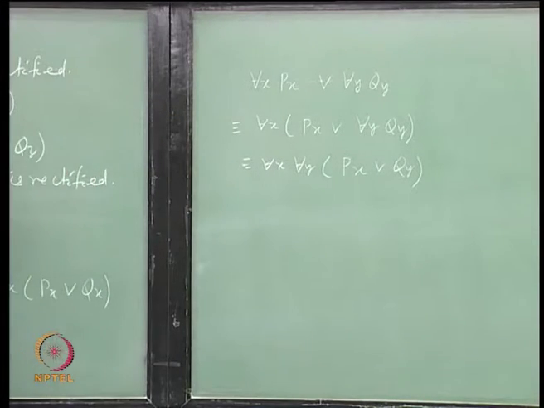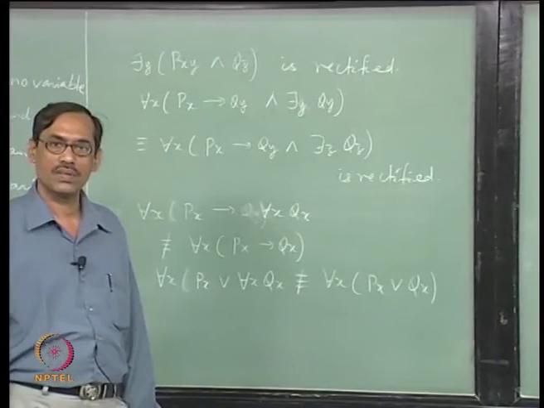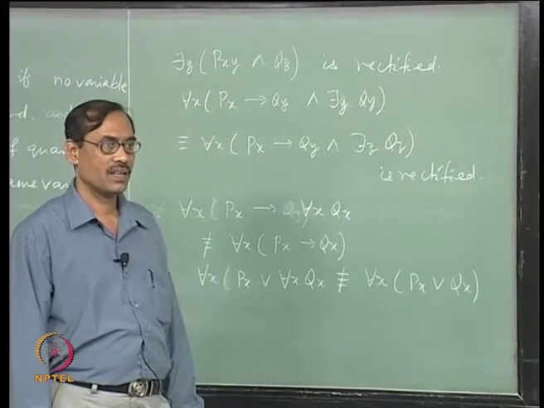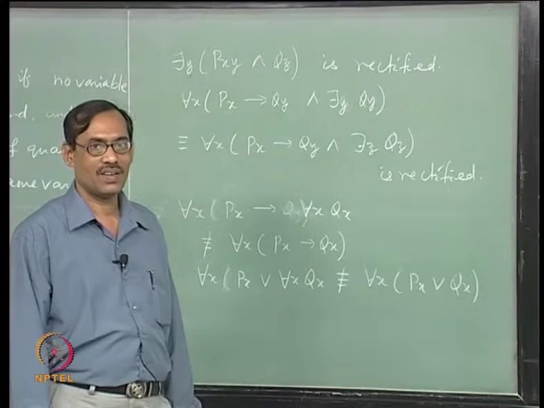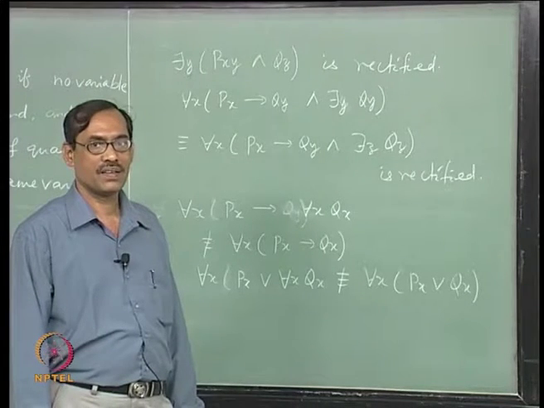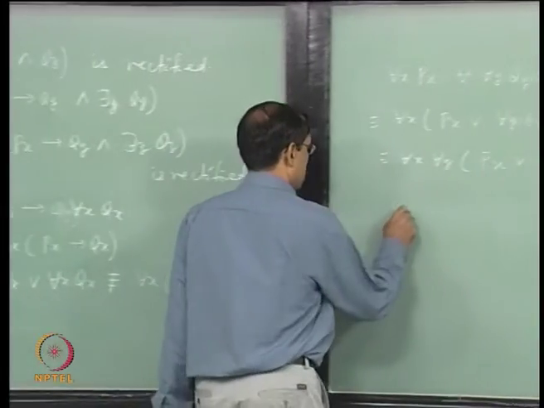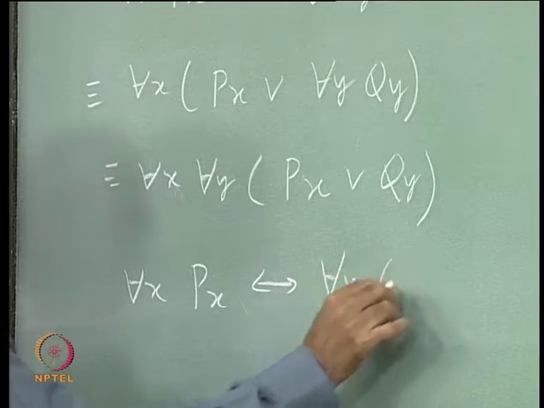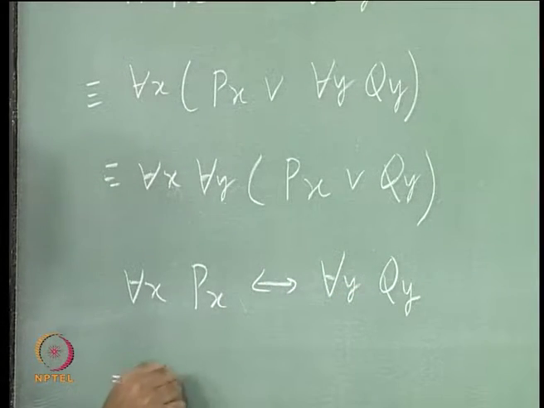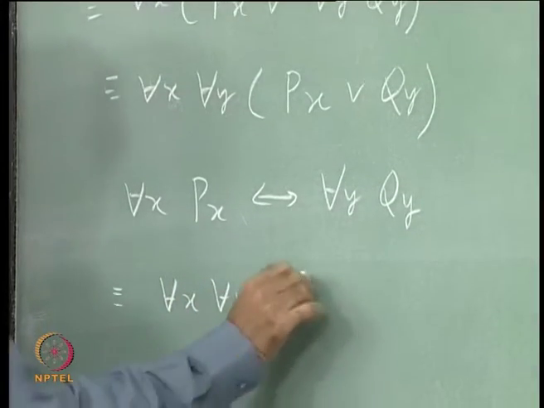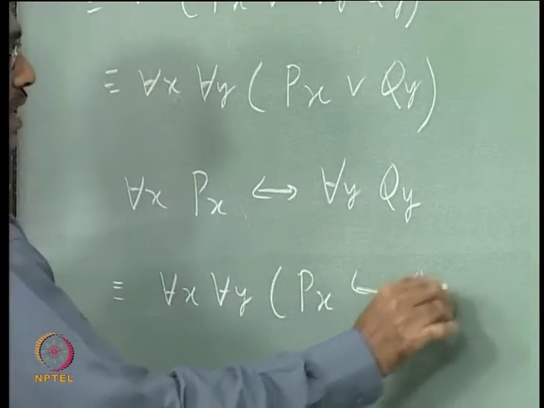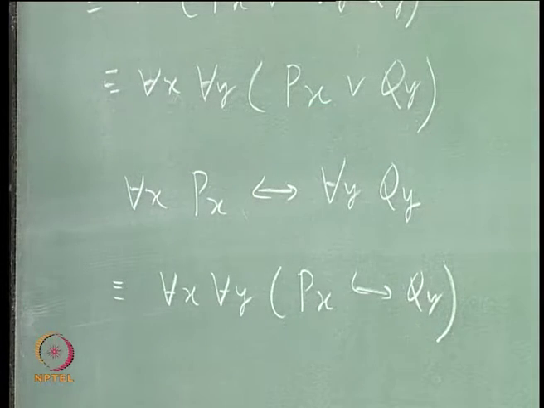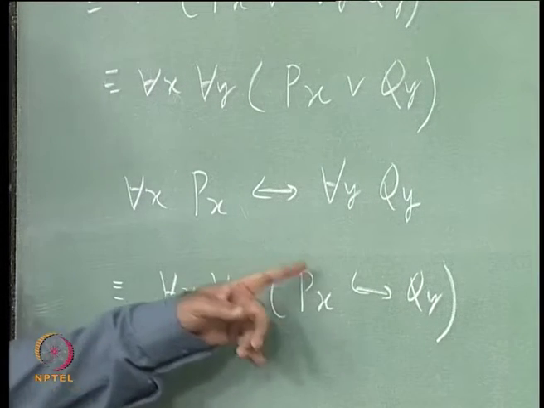Now, in general what to do? There can be if and only if also, biconditional occurring. So, for biconditional you do not have a distribution law directly. For example, if you take for each x p x and for each y q y, this will not be equivalent to for each x for each y p x if and only if q y, as happened for r. For implies you have something to do, not for biconditional.